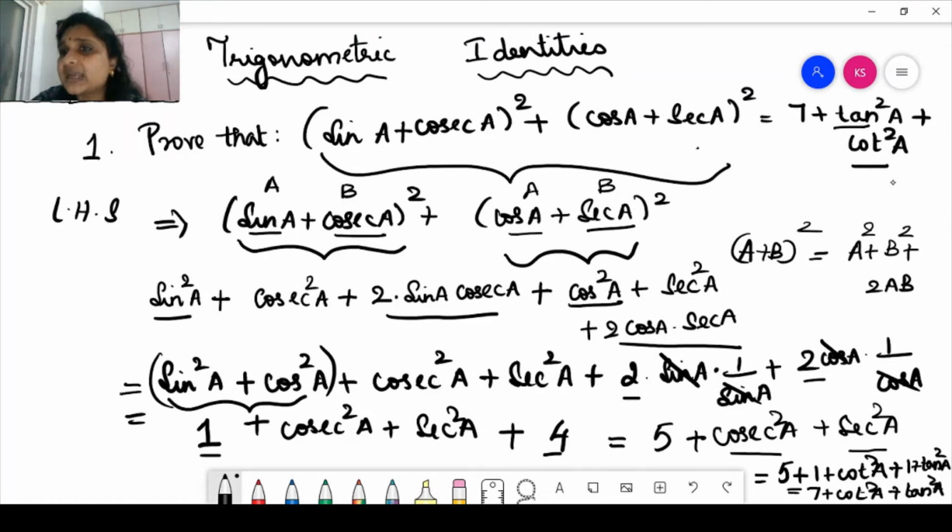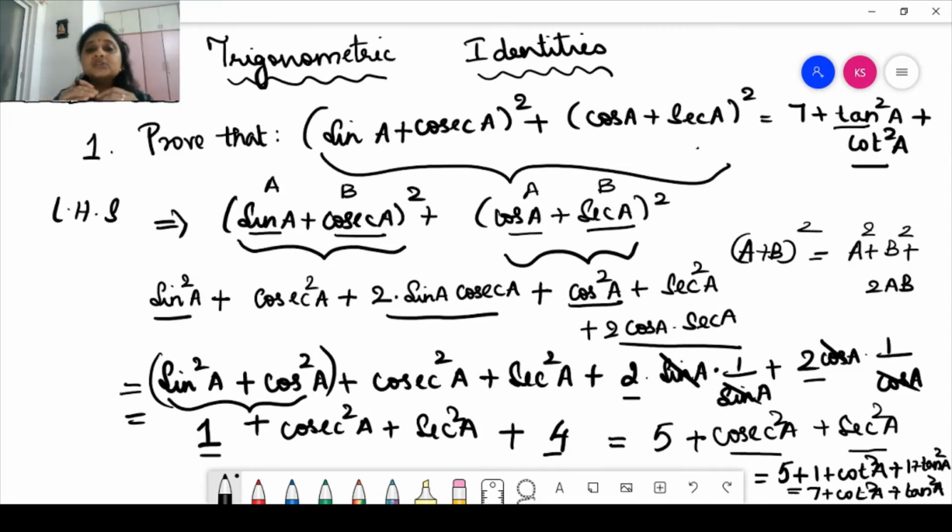See, 7 plus tan square A plus cot square A. And you can rewrite this as 7 plus tan square A plus cot square A. So this is your RHS. So it's very clear that your LHS leads you to your RHS. So finally, you will say hence proved. So this is how you're going to prove this identity.